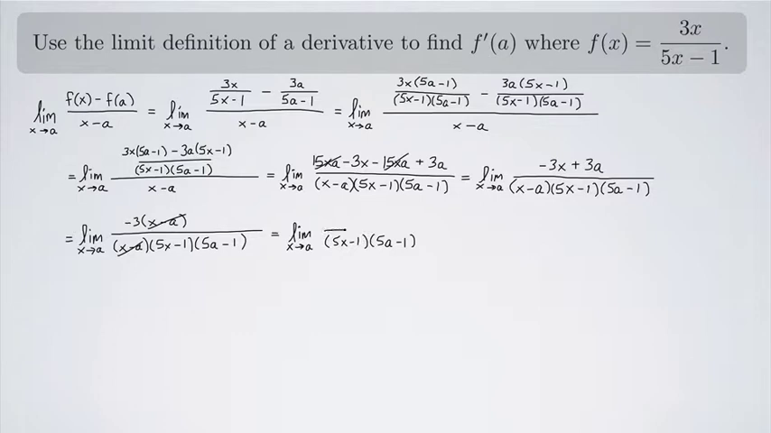So I have the limit as x approaches a of 5x minus 1 times 5a minus 1 in the denominator, and then in the numerator I just have negative 3. Now I can actually do the limit. If I were to plug an a in here, I would get 5a minus 1 times 5a minus 1. That's just 5a minus 1 squared. So my final answer: in the bottom, I have 5a minus 1 squared, and on top, 3. It's negative, so it's negative 3 divided by 5a minus 1 squared.